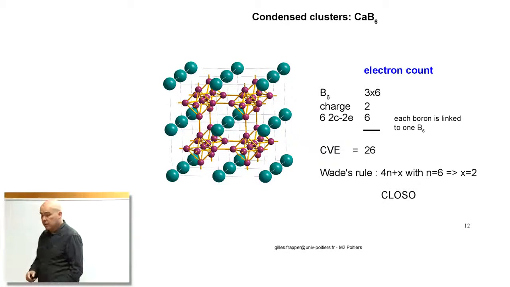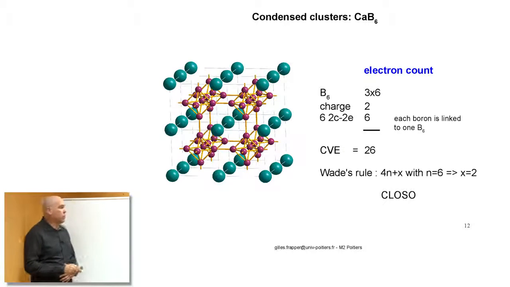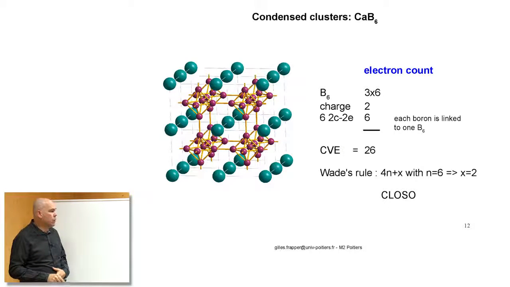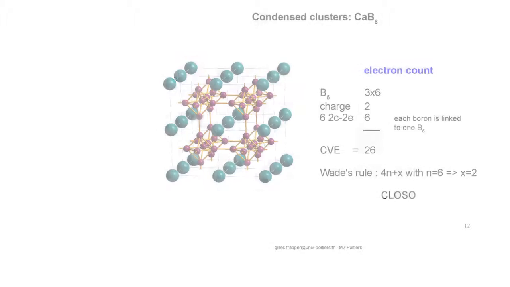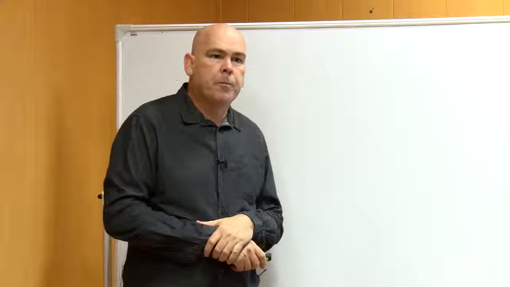So for 26, for a main group aggregate, you have to use the 4n plus x rule. Here, n is equal to 6. So x is equal to 2. So you should have a closo skeleton for B6. And the closo skeleton for B6 is an octahedron. That's it. So you may rationalize why in calcium B6 you find such octahedron.